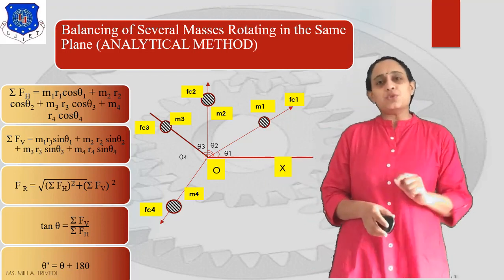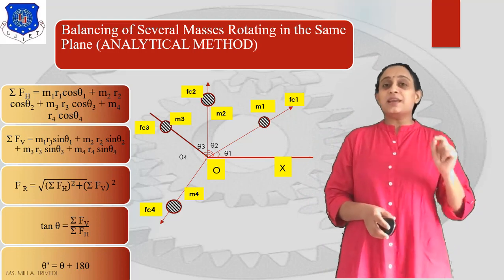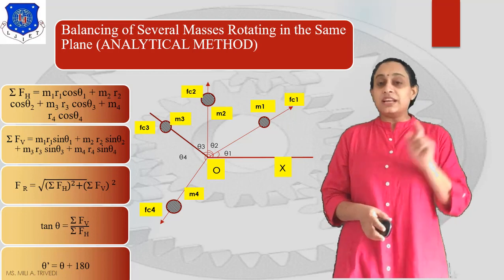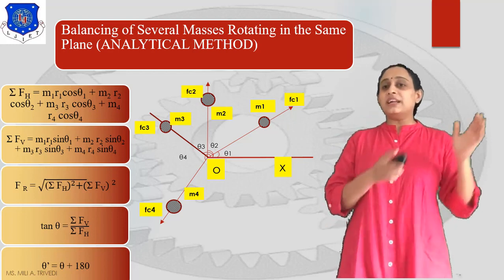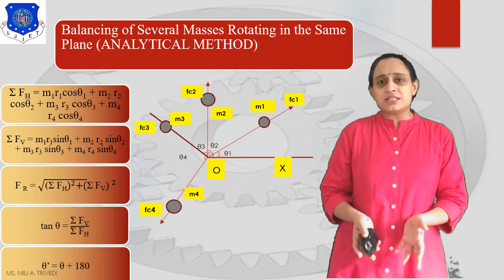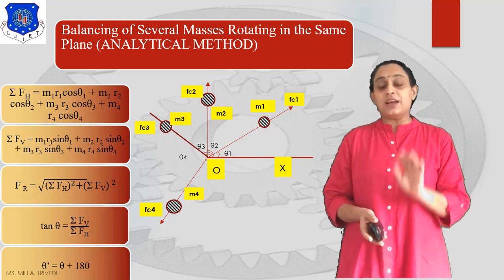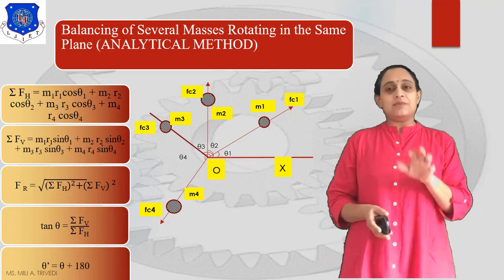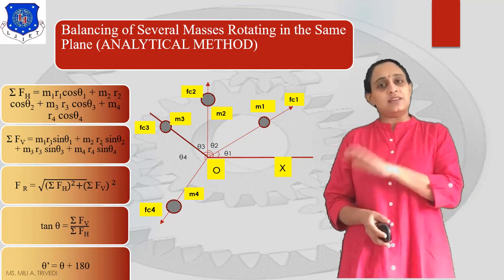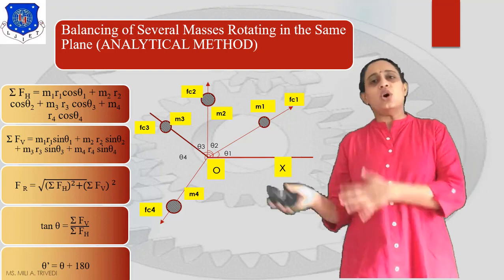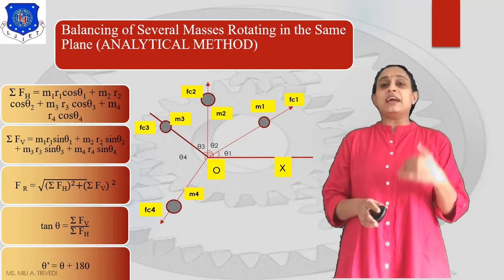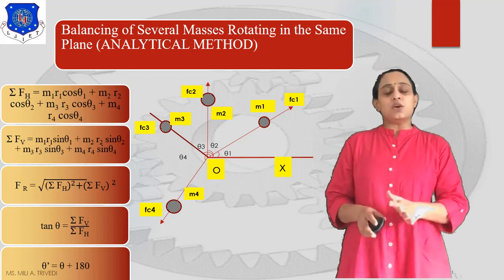Now let us consider the sine terms, the vertical forces. Sigma of force, vertical force, V, so we write sigma of FV. As we have already discussed, we omit omega square. Hence we can write m1r1 sin theta 1 plus m2r2 sin theta 2 plus, and so on if we have n number of masses. So here we get the vertical as well as the horizontal component.